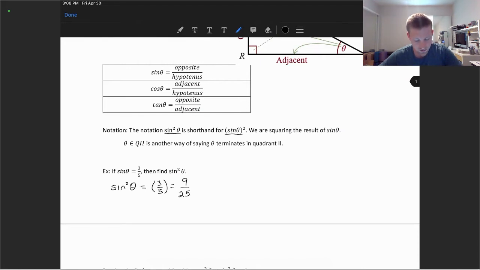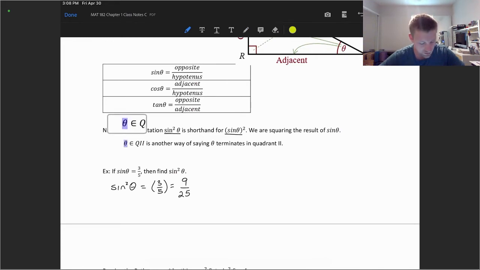Another thing to note is another way to represent that an angle terminates in a given quadrant. We could say that angle theta is in quadrant 2, Q2. So this would say that the angle terminates in quadrant 2.